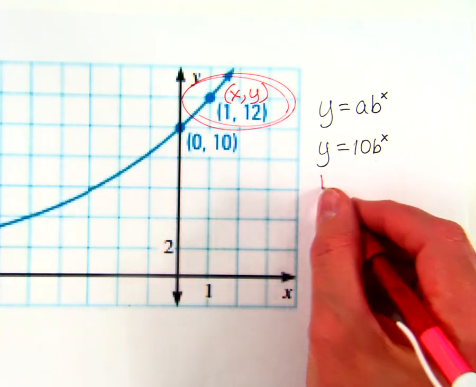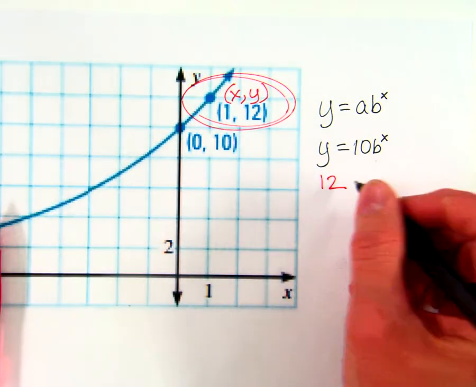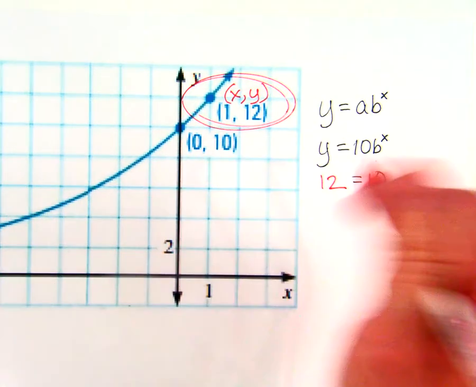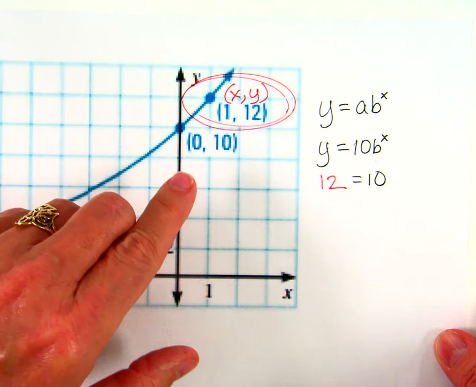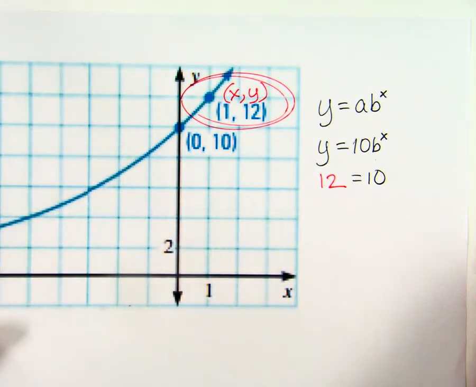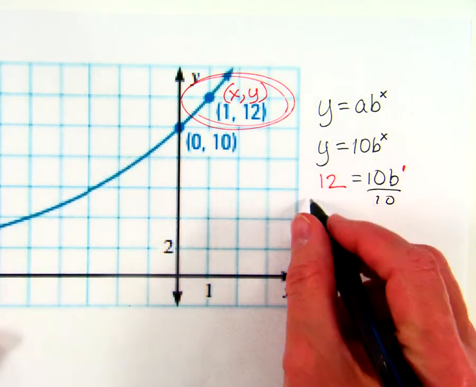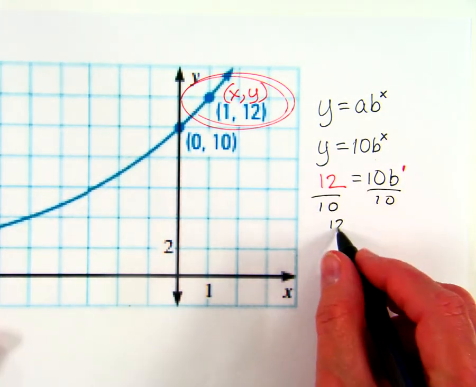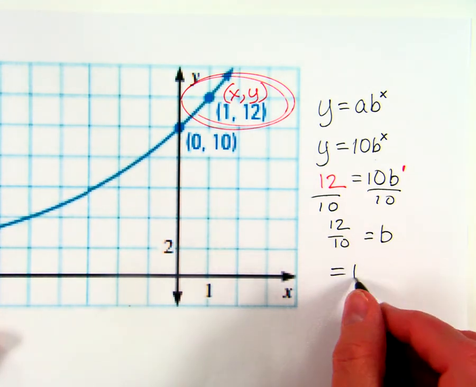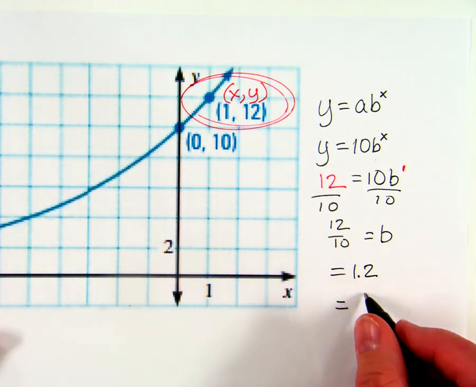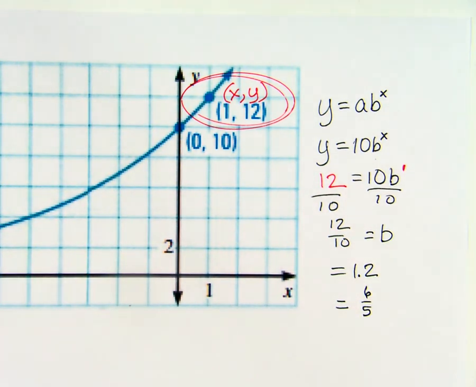So the y value is 12 equals 10 times b, which I don't know, that's what I'm trying to find out, to the x, and the x is 1. Then I just solve it. Divide both sides by 10. I'll get 12 over 10 equals b. I can write that as 1.2. I can write it as a reduced fraction as 6 over 5. Either one is just fine.